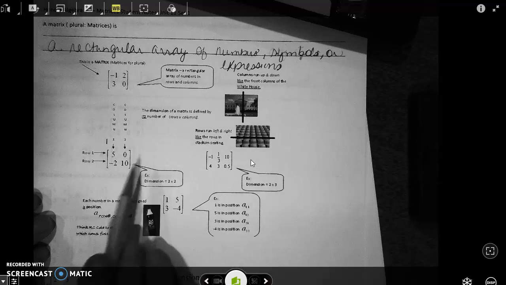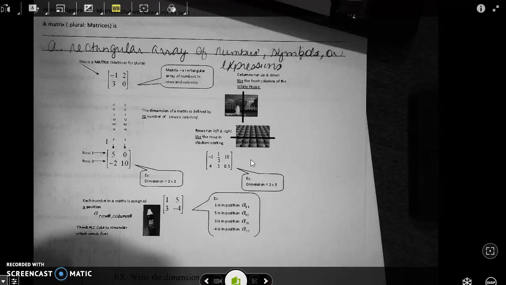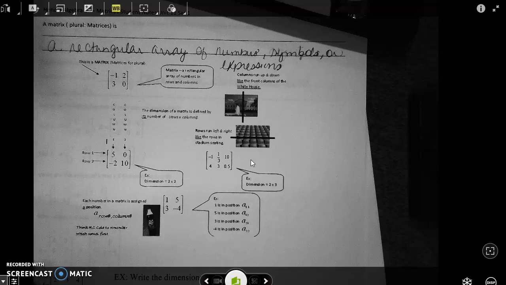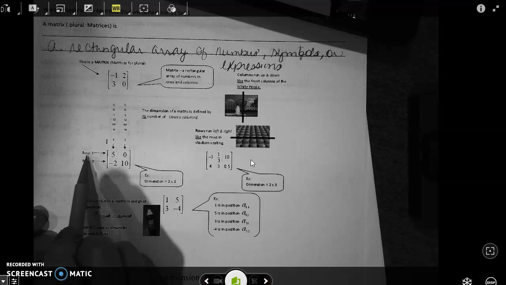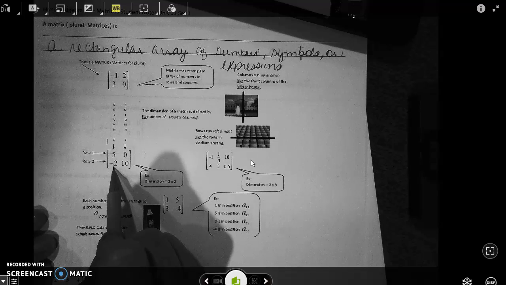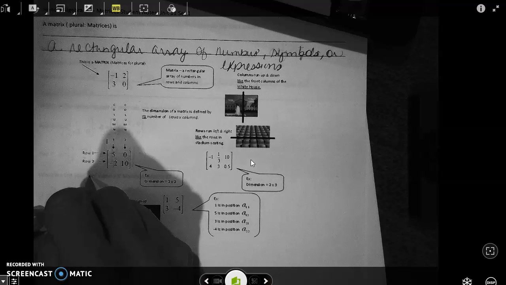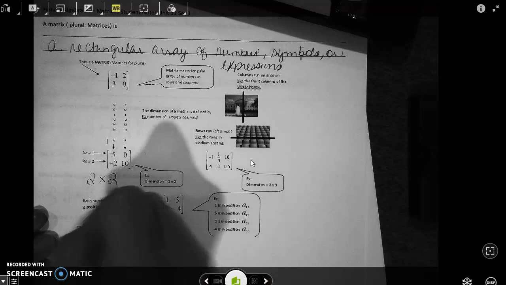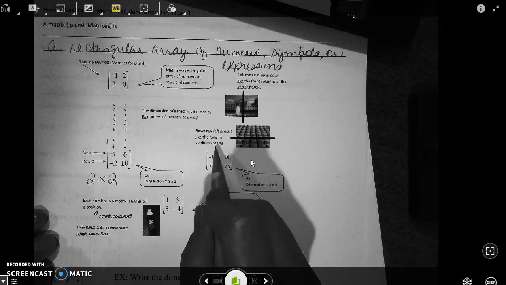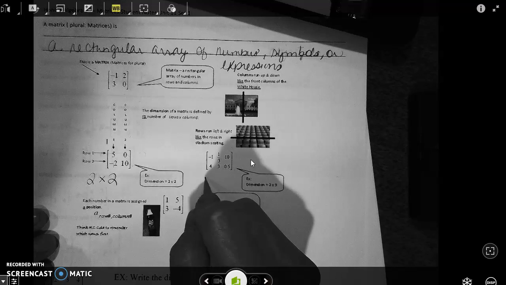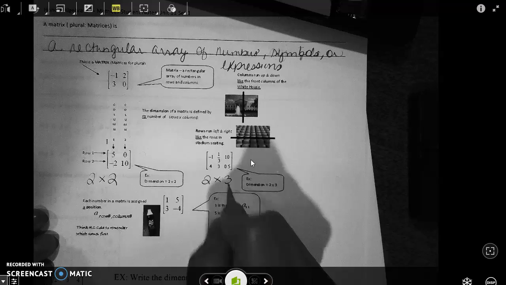When you see a matrix and you are asked to find the dimensions of that matrix, what that means is that you're talking about how many rows it has and how many columns it has. So for example, you've got row 1, row 2, column 1, column 2. This is considered a 2 by 2 matrix. Here we have 2 rows and 3 columns, so this is considered a 2 by 3 matrix.